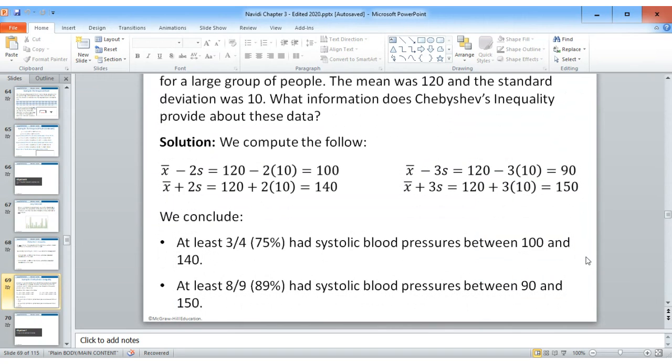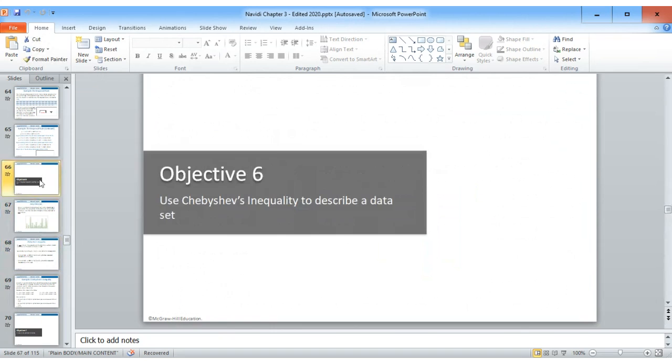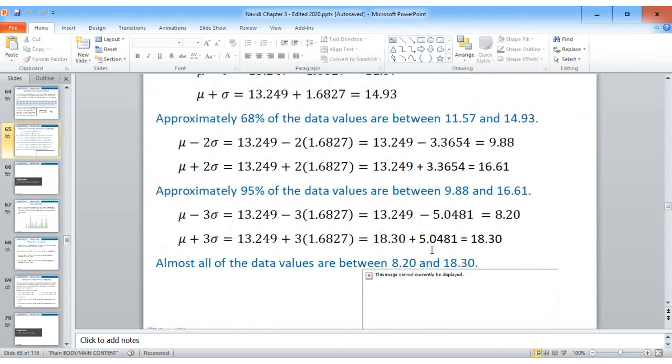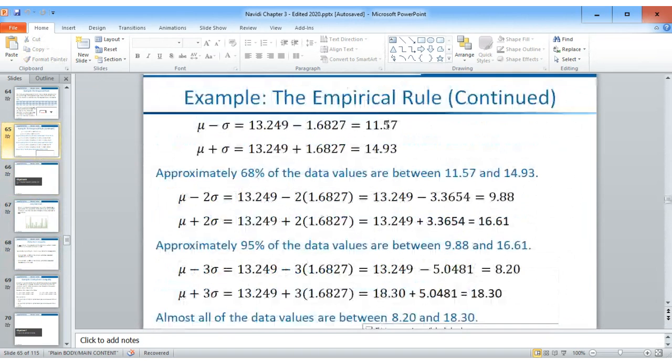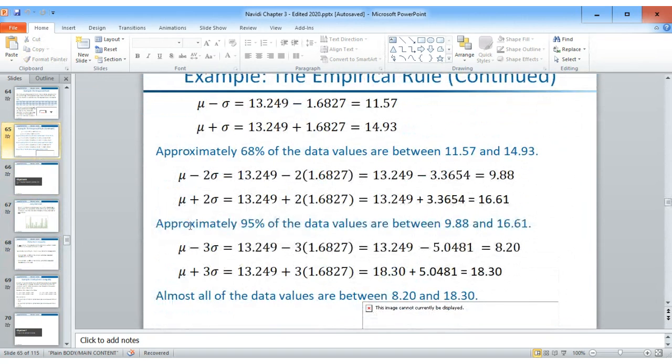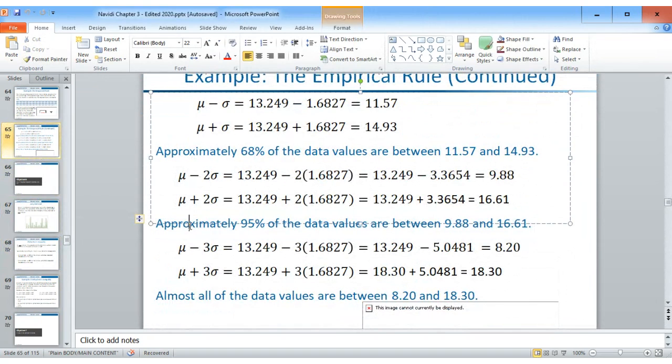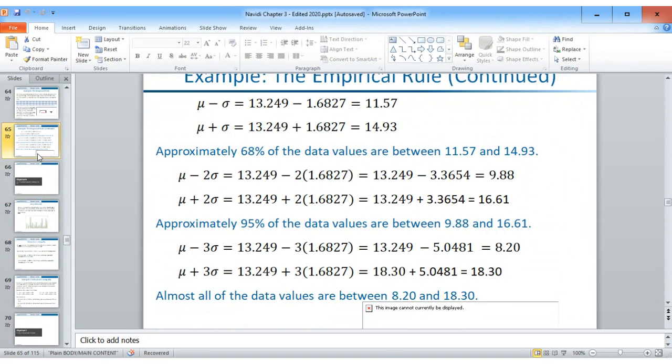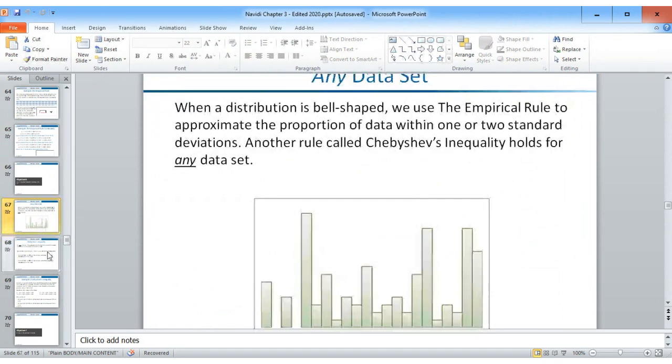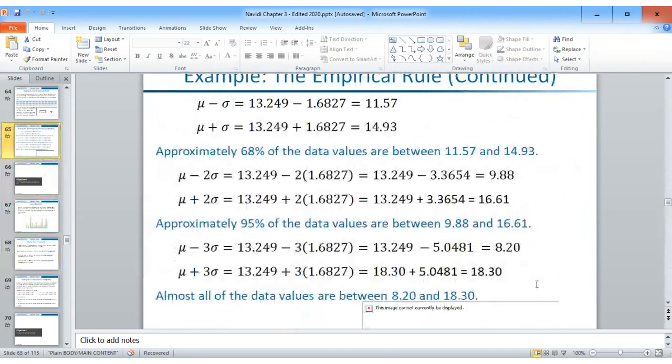So at least, see that key word. Whereas in the empirical rule, the key word is approximately. Approximately. And of course, you know that it's normally distributed. Whereas with Chebyshev's, you don't know anything about it, essentially, or you know it's not normally distributed.